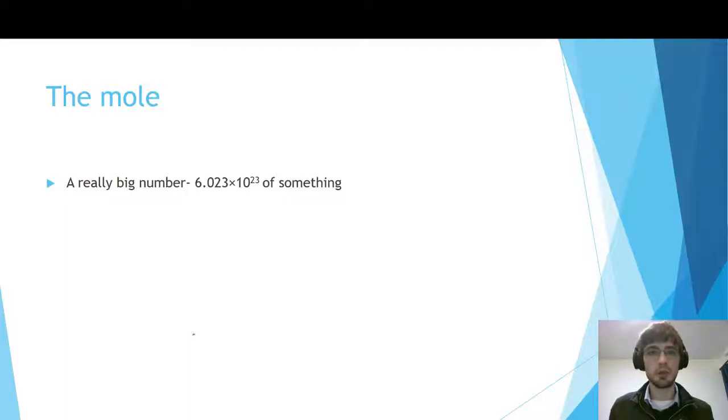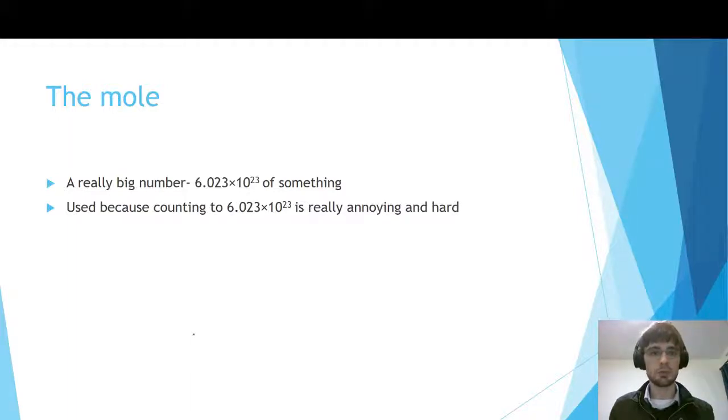So you can have a mole of anything, and it just means you have 6.023 times 10 to the 23 of that thing. So you can have a mole of books, a mole of chairs, a mole of tables, whatever. It just means that you have 6.023 times 10 to the 23 tables or something like that. Obviously the reason you don't use that in everyday life is because no one has that much of anything. So it wouldn't be useful.